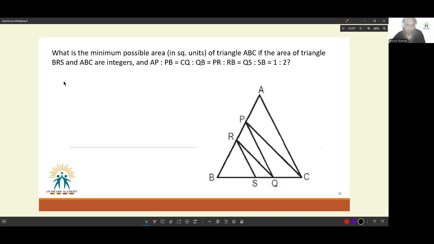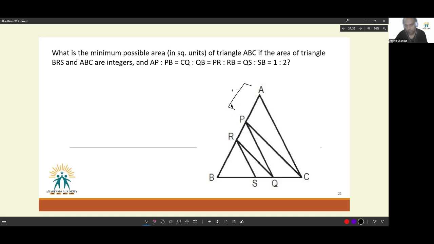Okay, next. What is the minimum possible area in square units of the triangle ABC if the areas of triangles BRS and ABC are integers? If AP is to PB, CQ is to QB, PR is to RB, QS is to SB, all are 1:2. Okay, look at this. AP is to PB is 1:2.